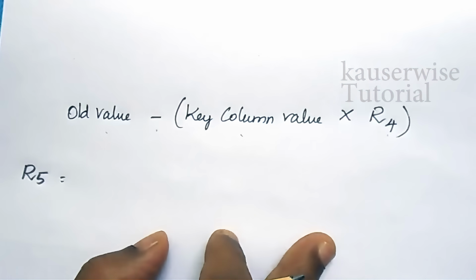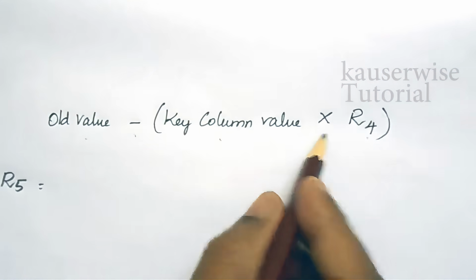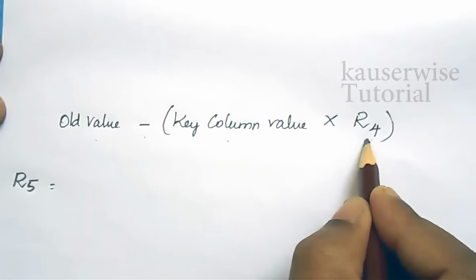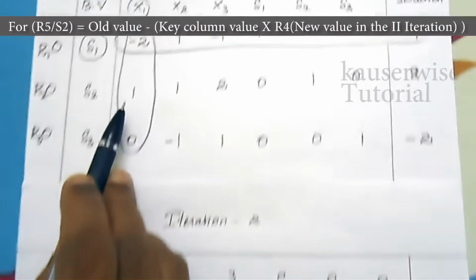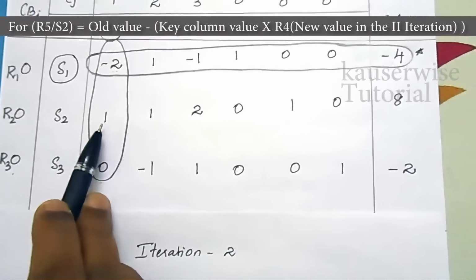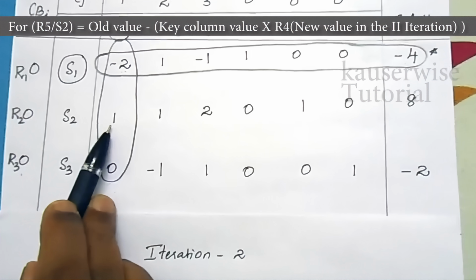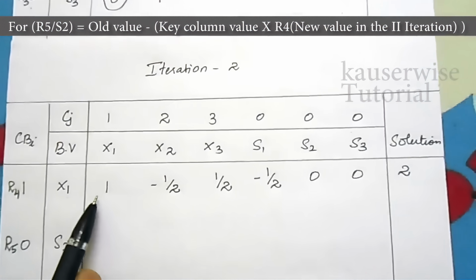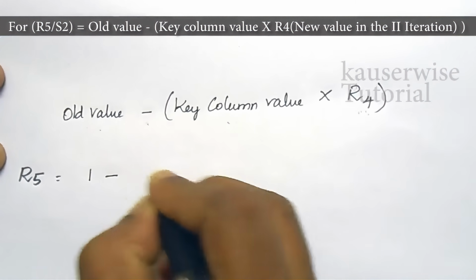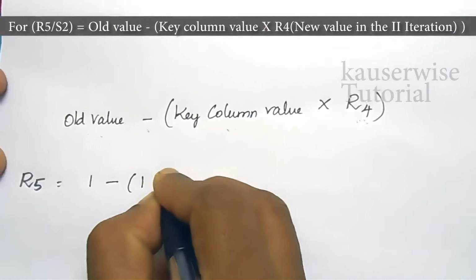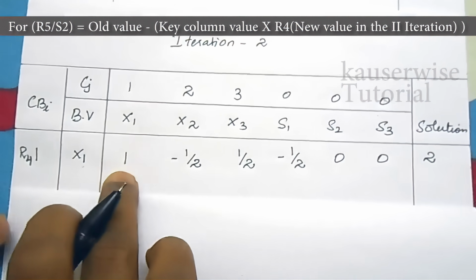Now we need to find the new value for row 5. For that, the new value in the second iteration is the old value minus key column value into row 4 value. For S2, the first old value is 1, minus key column value, also 1, into the new value, that is the row 4 value, 1. Old value is 1 minus key column value, also 1, into row 4 value 1, so the new value is 1.